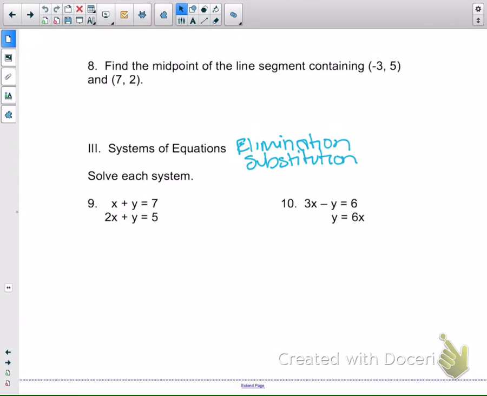If I look at questions 9 and 10, one of them is set up for elimination, one of them is set up for substitution. Any ideas which is which? Anyone take a guess at either one?